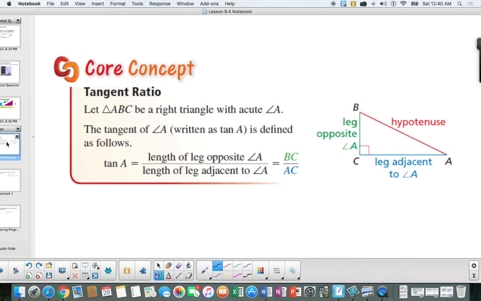Okay, and here's the definition of a tangent ratio. So the tangent of A is equal to the leg opposite angle A over the leg adjacent to angle A. And a lot of times we just abbreviate that and say the tangent of A is equal to the opposite over the adjacent. And it's understood we're talking about legs because we call this the hypotenuse.